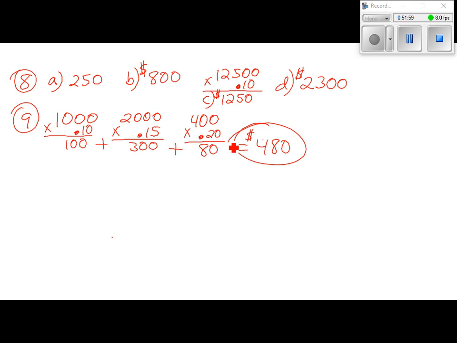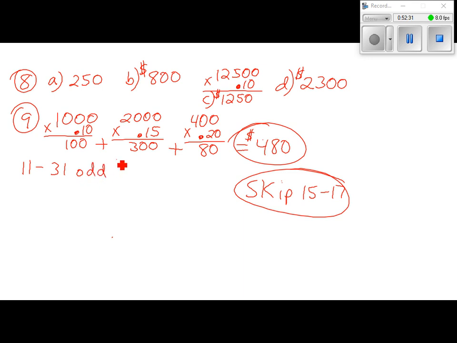We're not going to get through number 10, but write this down on your paper: skip 15 through 17, I know I already had 17 on there. And do number 11 through, what did we go up to? 32. 11 through 31, just do the odd numbers, to finish out.